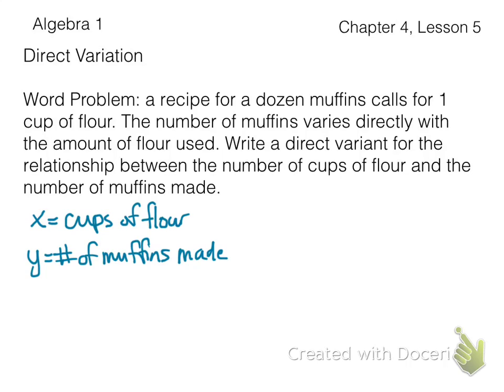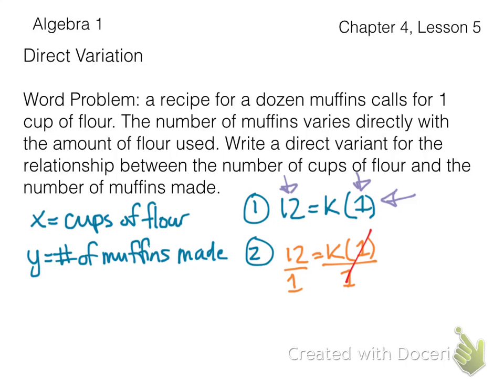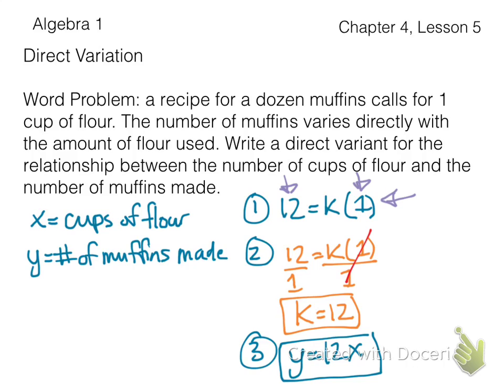So if we go ahead and make an equation, we know that something is going to happen to the number of cups of flour to give us the number of muffins made. So this is our direct variation, y equals k times 1. 1 cup of flour, 12 muffins. So then we're going to solve for k. Divide by 1 on both sides. K equals 12. And if we plug it back into the equation, y equals 12 times x. So if I put in 2 cups of flour, 2 times 12 is 24, so that means I'm going to get 24 muffins out.